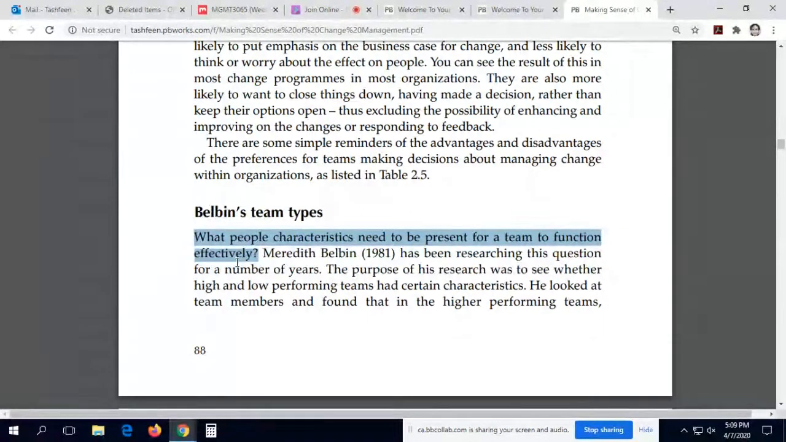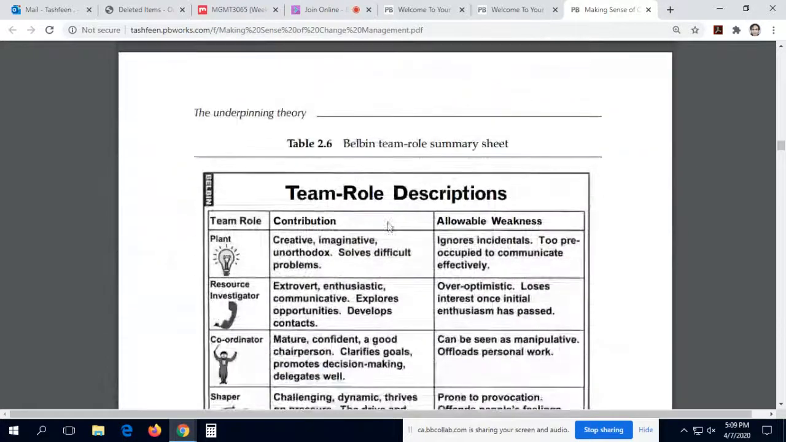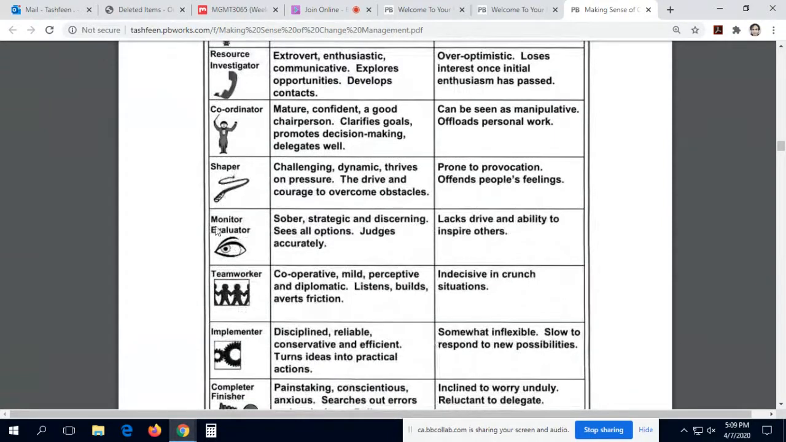Now you can think, observe in the teams, and reflect on it and make your own list of what people characteristics need to be there. So for example, this is the one, table 2.6. They have team roles. Belbin has given these different roles: coordinator, a person who is going to coordinate, plant, resource investigator, shaper, monitor evaluator, team worker, implementer.